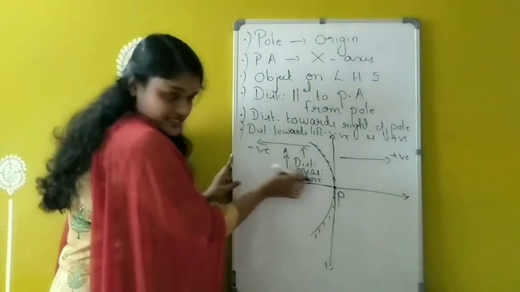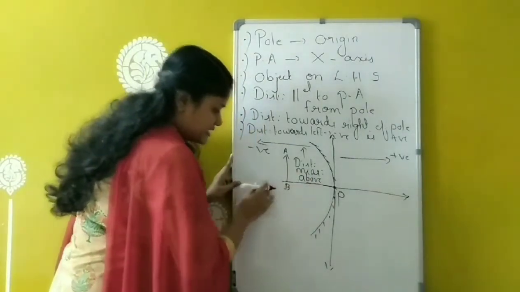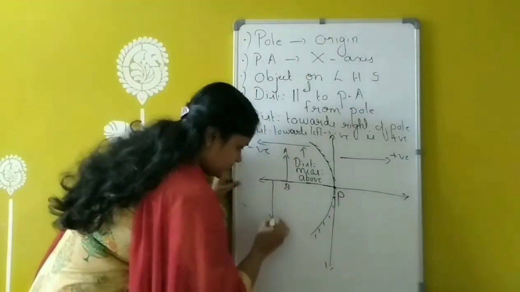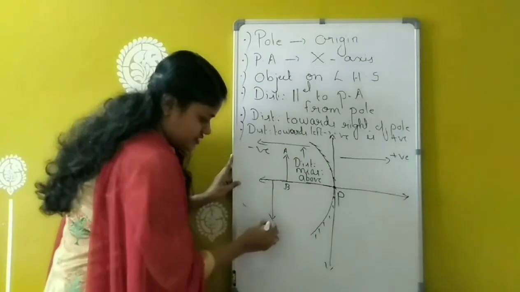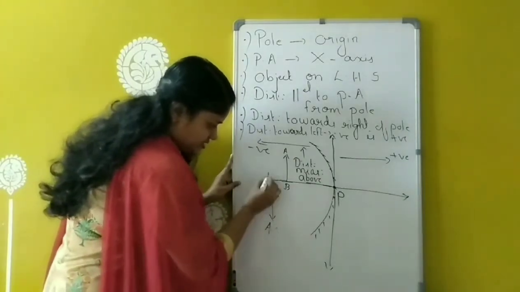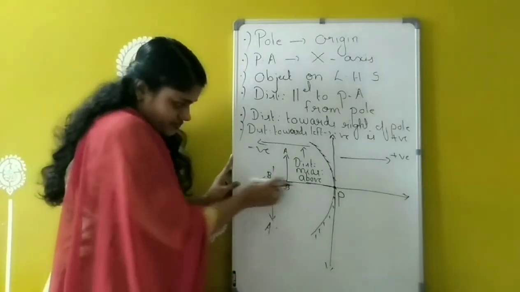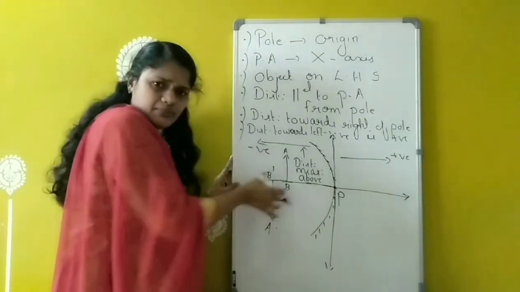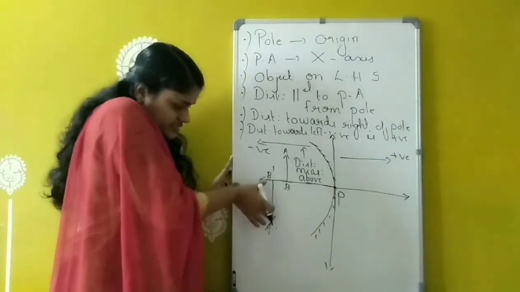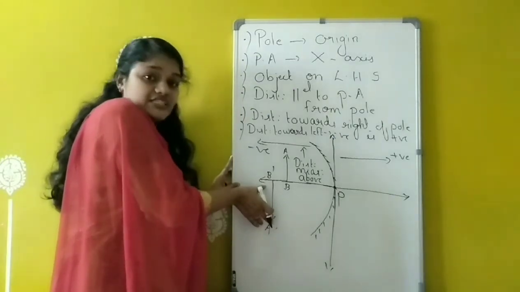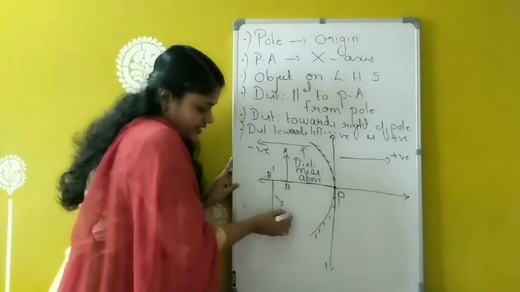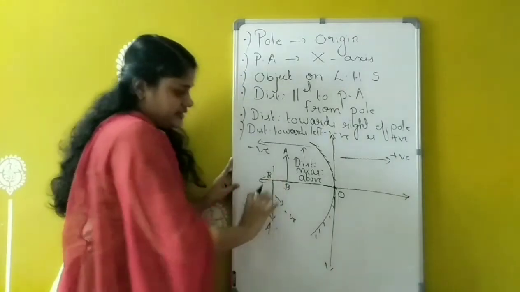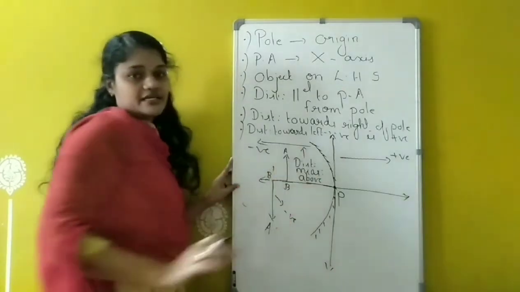Suppose here I am placing the object and we get the image somewhere here. AB is the object, and suppose A dash B dash is the image. Here we get an inverted image, so the image is formed below the principal axis. The distance measured below the principal axis is taken as negative. So this one will be negative. Distances measured below the principal axis are considered negative, and distances measured above are taken as positive.